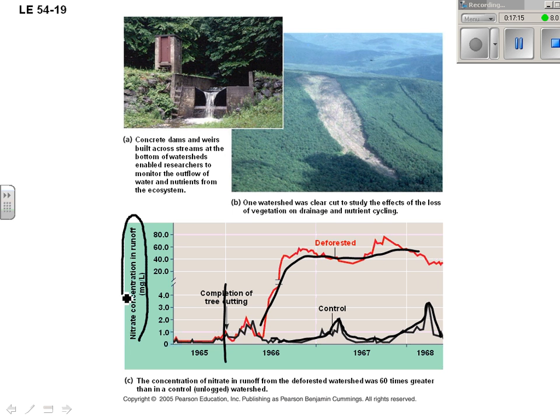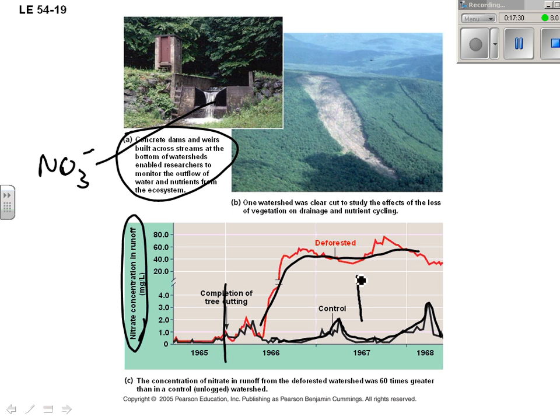What they measured was how much nitrate was in the runoff. They measured the outflow. They used concrete dams and weirs, and they measured how much nitrate came through there. Because the trees were cut down, they were no longer taking nitrogen out of the soil, and look at what happened. That's a pretty interesting experiment.